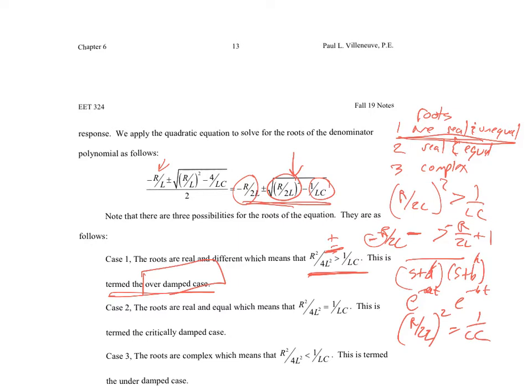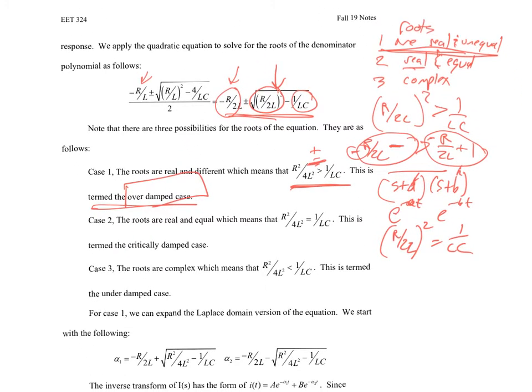The next case is what happens if R over 2L squared equals 1 over LC? What happens within the square root term? It goes to 0. So I have R over 2L plus or minus 0, which means my roots are still real, but they are equal. And because in the previous case we had one term with a shorter time and one with a greater time, this case is going to have the fastest response. It's going to respond the quickest and reach steady state the fastest. That is called critical damping.